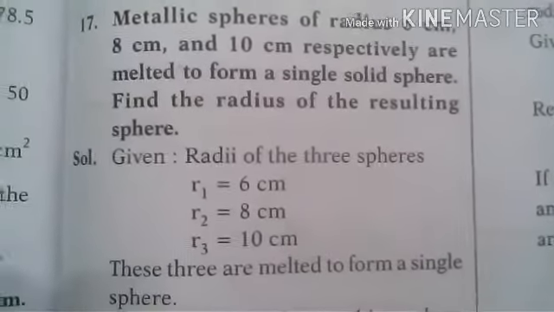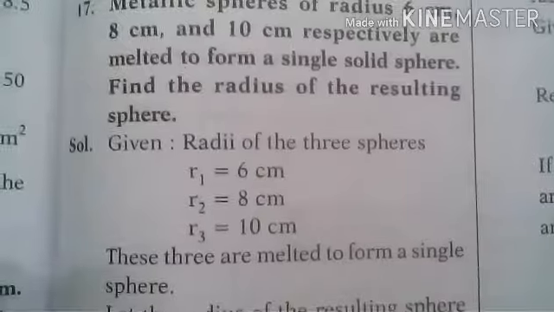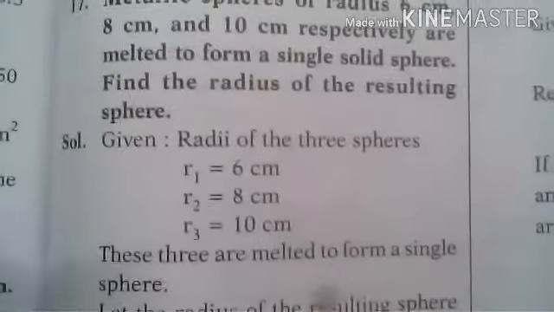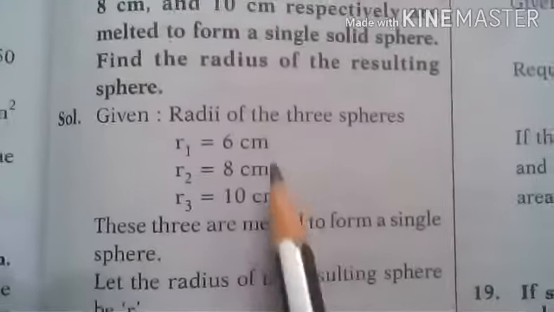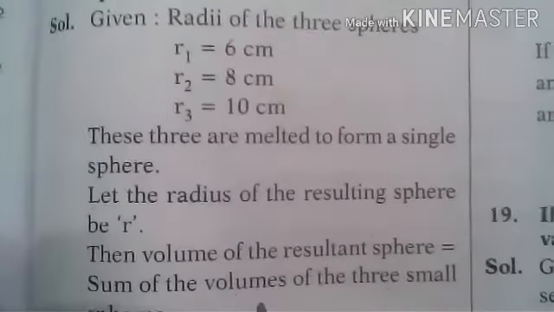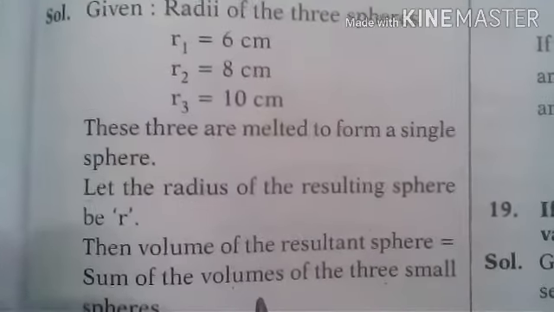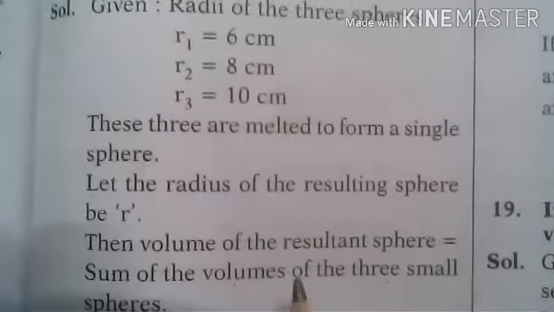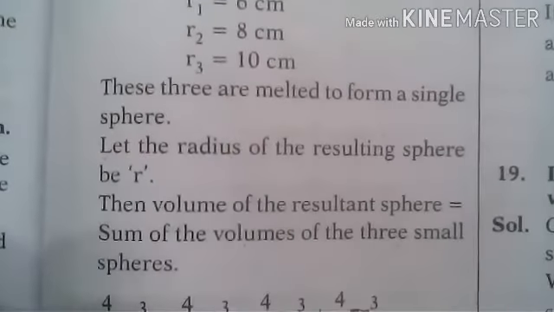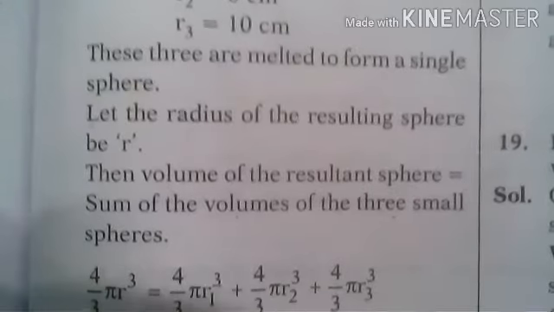So next question, metallic spheres of radius 6 centimeters, 8 centimeters and 10 centimeters respectively are melted to form a single solid sphere. Find the radius of the resulting sphere. So the given R1, R2, R3 are 6, 8, 10 centimeters respectively. There are 3 spheres melted to form a single sphere. Let the radius of the resulting sphere be R.